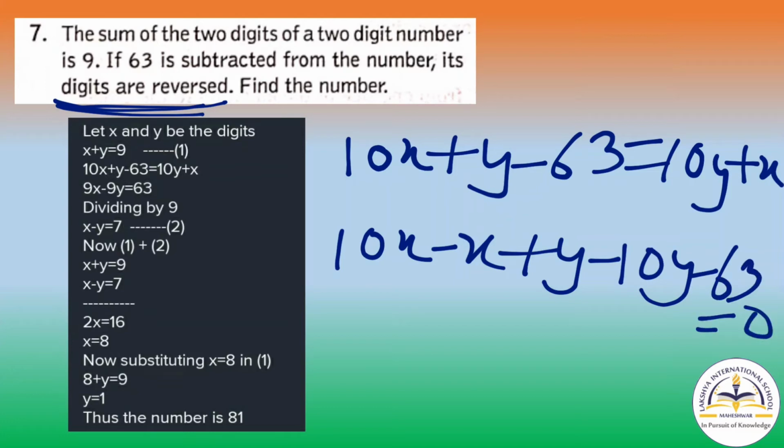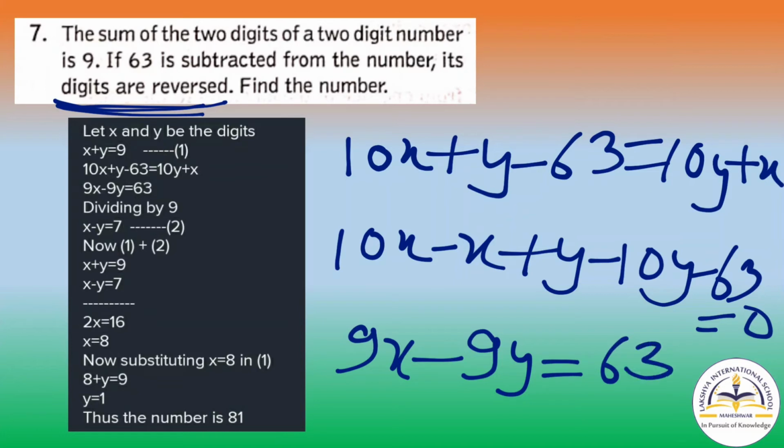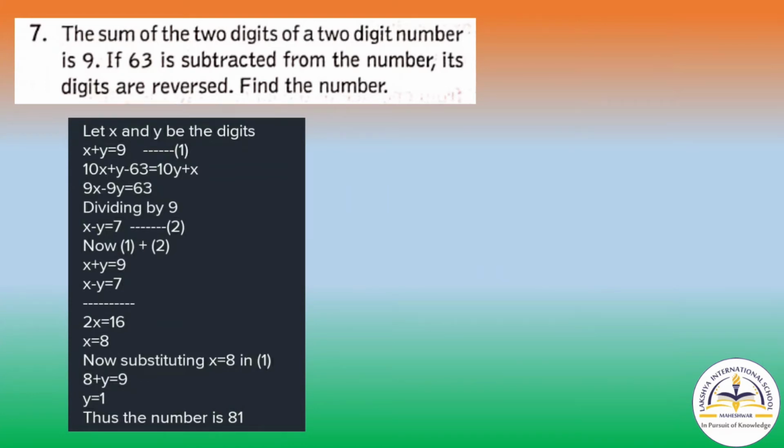Now 10x minus x is 9x, and minus 10y plus y is minus 9y, equals 63. This minus 63, when you transfer to the RHS, becomes positive 63. Now we can easily divide this complete equation by 9. When we divide, we get x minus y equals 7. Let us consider this the first equation and this the second equation.